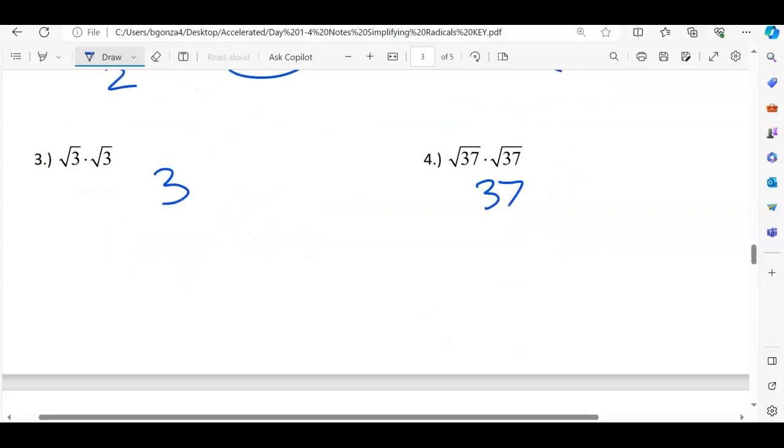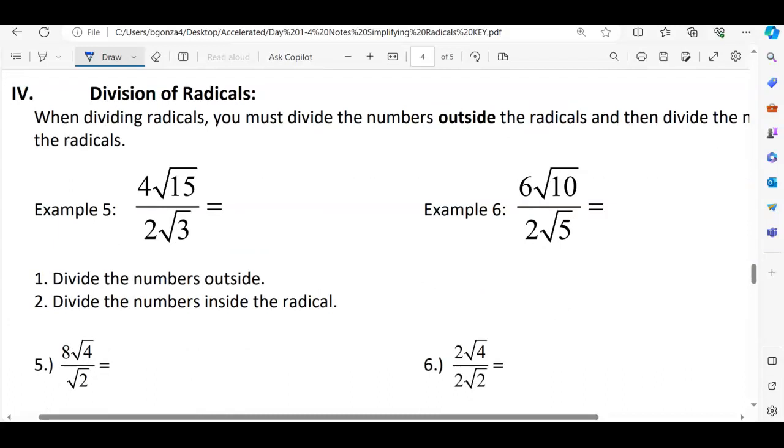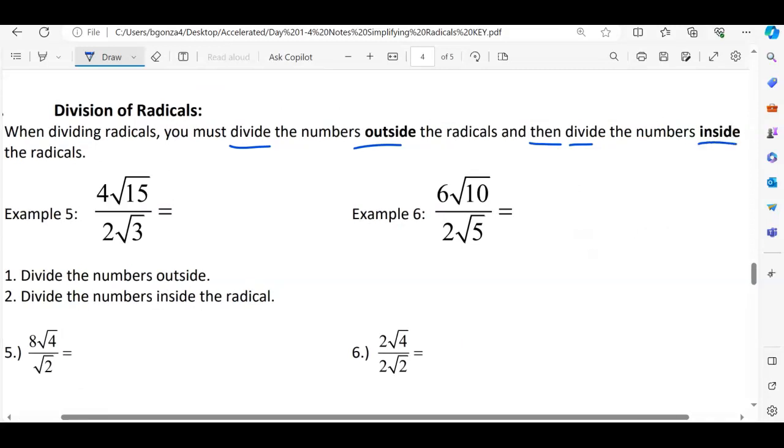Flip it over. Let's talk about dividing. Dividing is kind of like multiplying. You do the outside first, then you do the inside. So divide the outside, then divide the inside. So on example 5, what's 4 on the outside divided by 2 on the outside? 4 divided by 2 is what? 2. What's 15 divided by 3 on the inside? 5. Outside divided by outside, inside divided by inside.